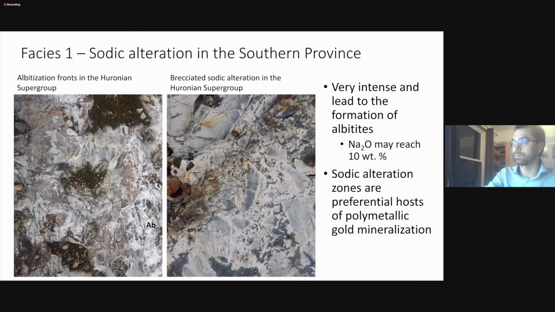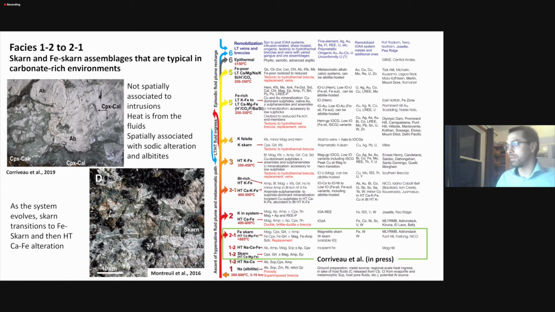As the fluid is evolving and the system is evolving as well, then we start leaving the zone of sodic alteration. And then we're going into, especially where there are a lot of carbonates, a facies that is transitional between facies 1 and facies 2. So what is skarn and iron skarn assemblage?